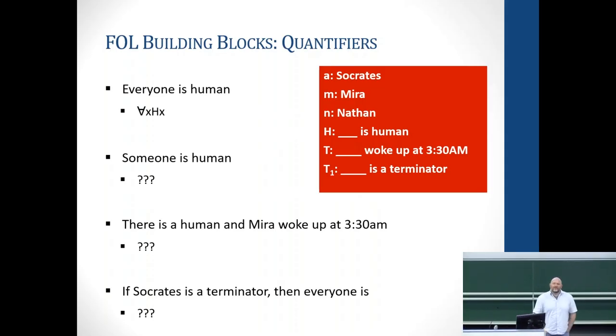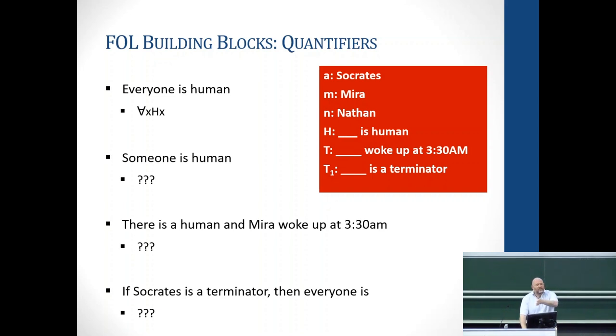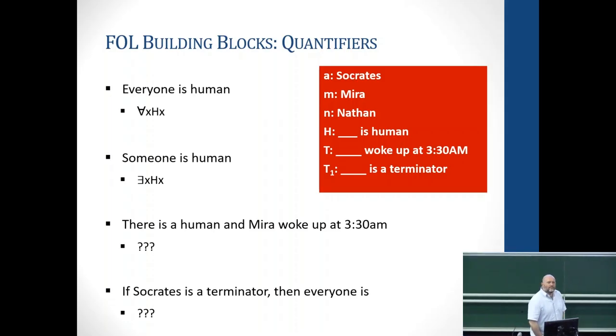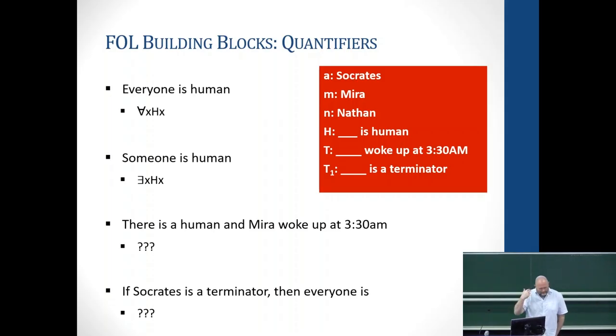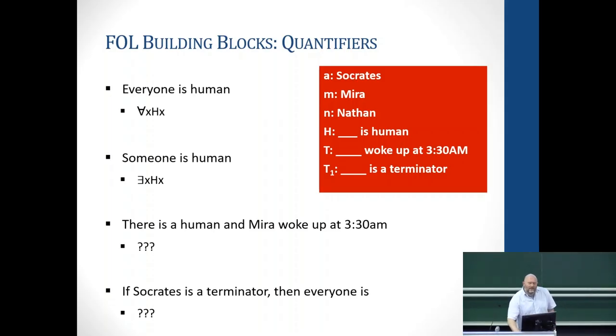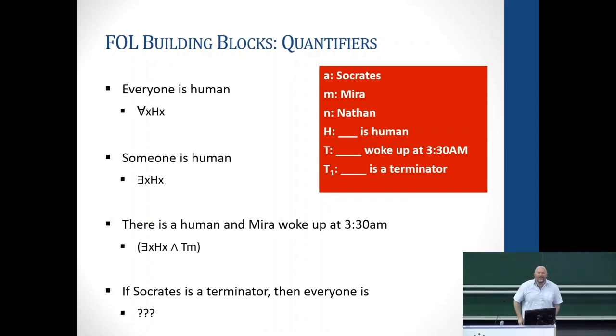How about someone is human? It's our existential, right? Existential x, Hx. Note, we could also use y or z or any other variable you like, as long as you've got the same one attached to the existential as the gap in the predicate. Okay. How about there's a human and Mira woke up at 3:30? Existential x, Hx, conjunction, and Hn. Not Hn, but yeah. It's okay. Yeah, we got it.